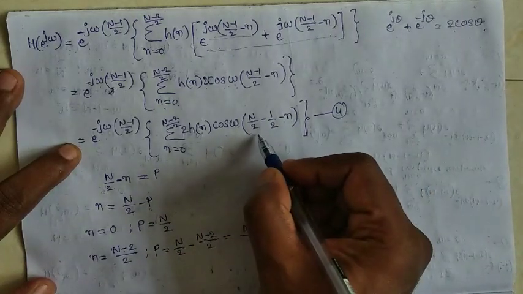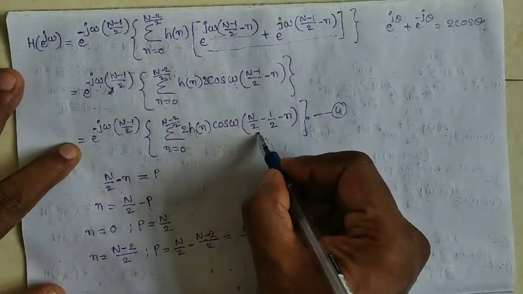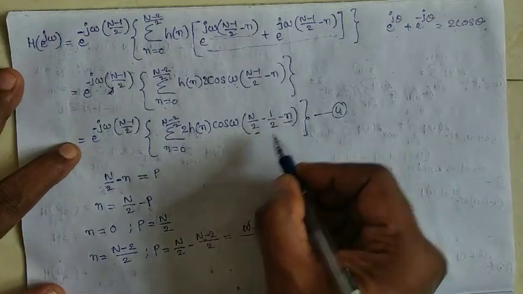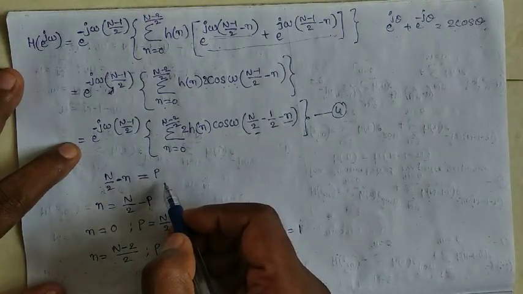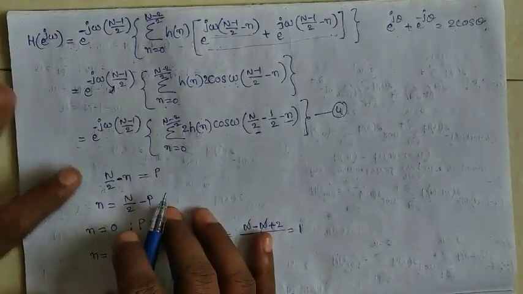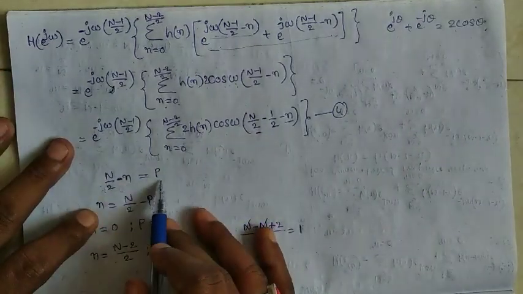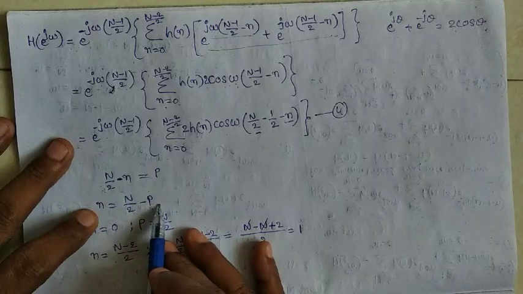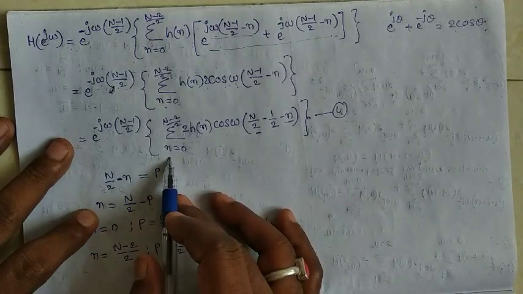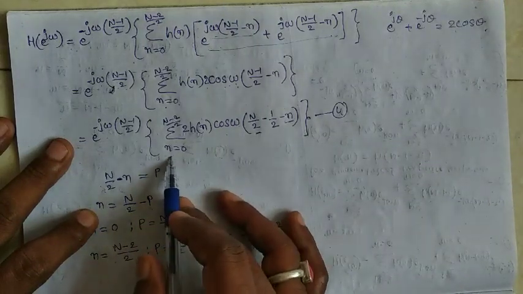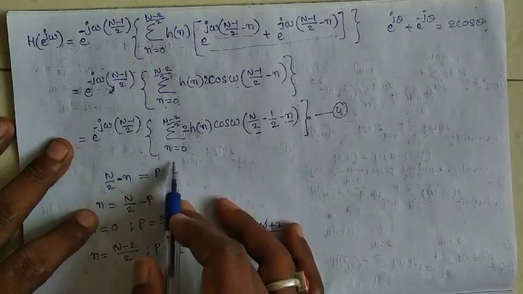Here now I am taking N by 2 minus n is equal to p. N by 2 minus n is equal to p. Here from this n is equal to what? N by 2 minus p. Here now we are determining the p limits corresponding to the n values.